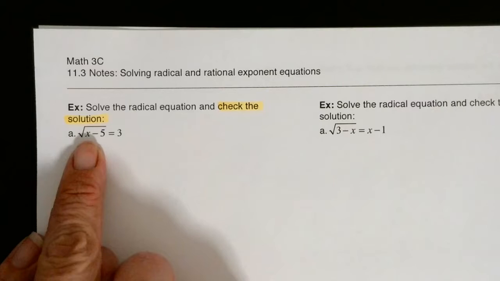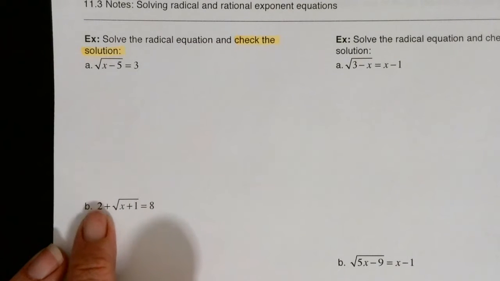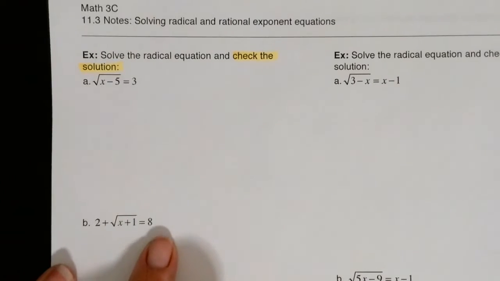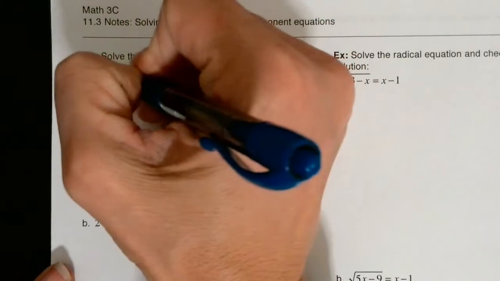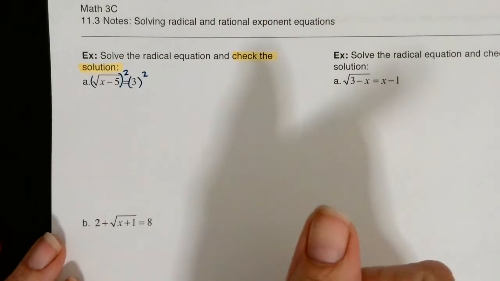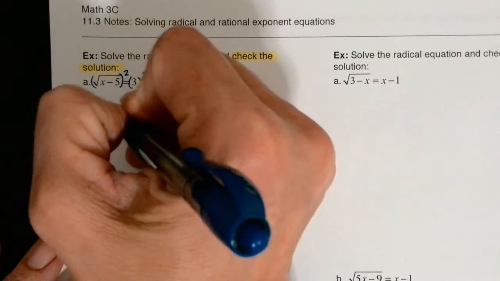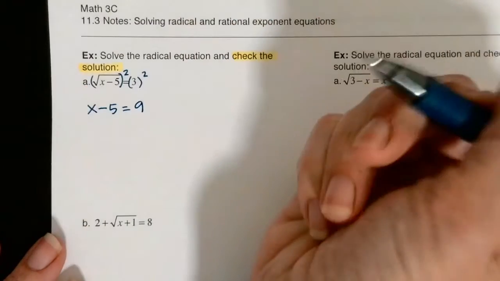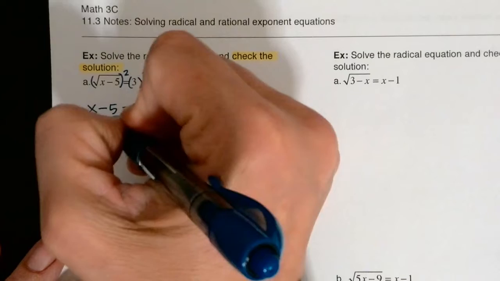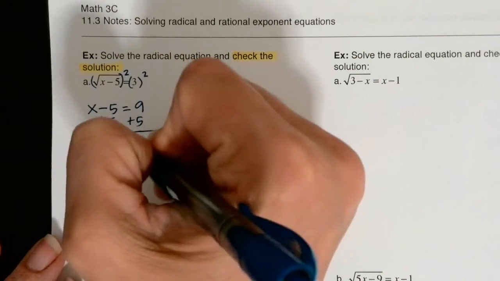It already is here. If I look at this one, the radical is not by itself. I'm adding 2, so I would need to subtract 2. So the first thing I'm going to do is square both sides. The reason why I want to square both sides is because a square undoes a square root. So I get x minus 5 equals 9. And then I'm going to solve for x. So add 5. So I get x equals 14.